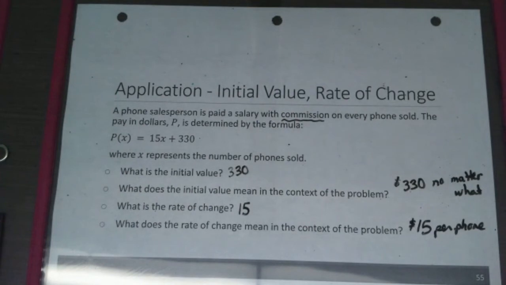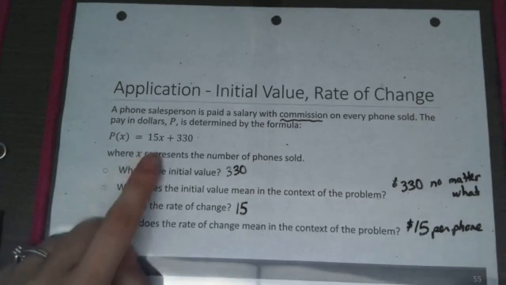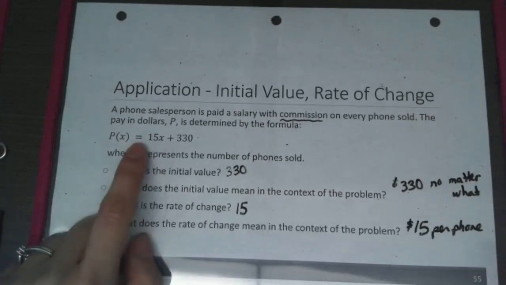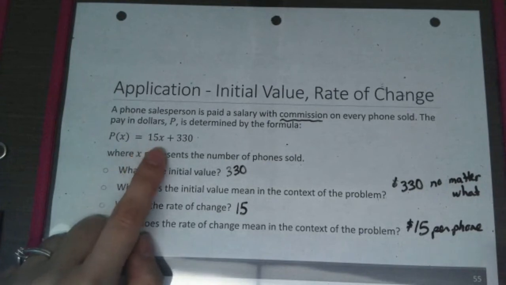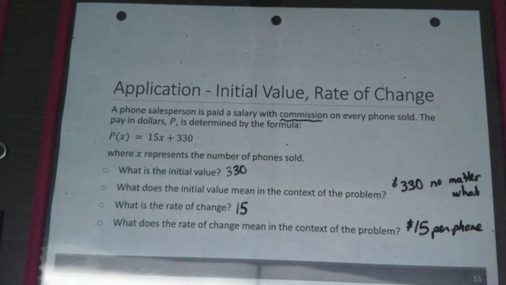If you think back to when we were doing how height changed over time, how we had inches per year, and then we did the population problem where we had people per year, this time it's dollars per phone because x is the number of phones and it's $15 times the number of phones. So that's where we're getting this $15 per phone.